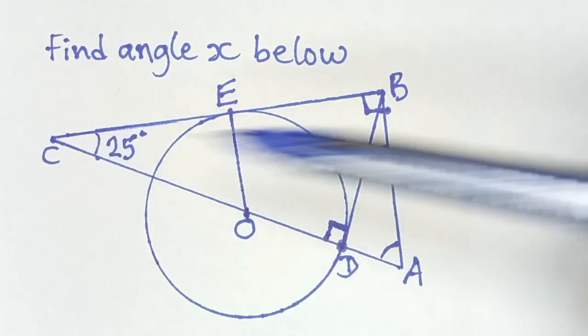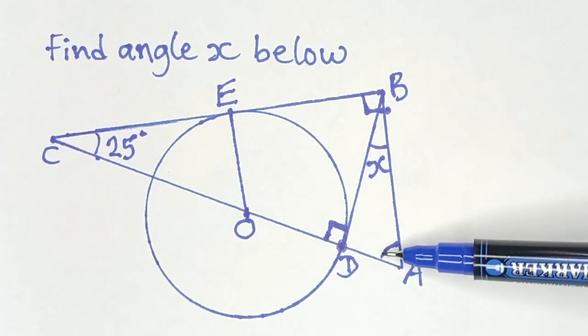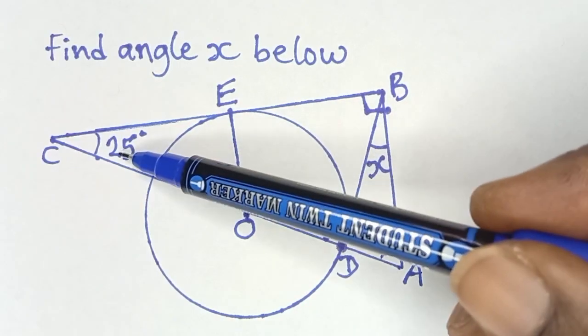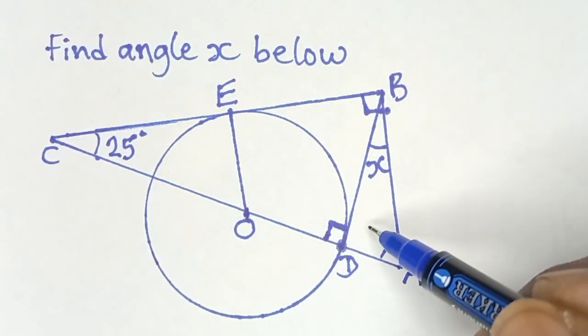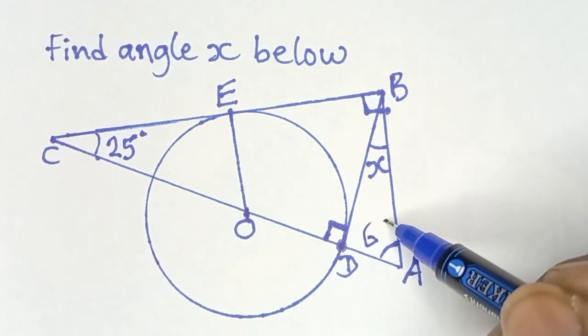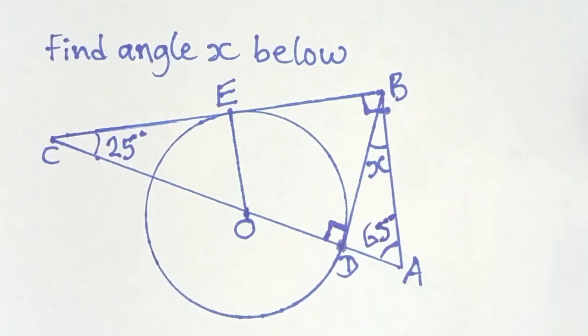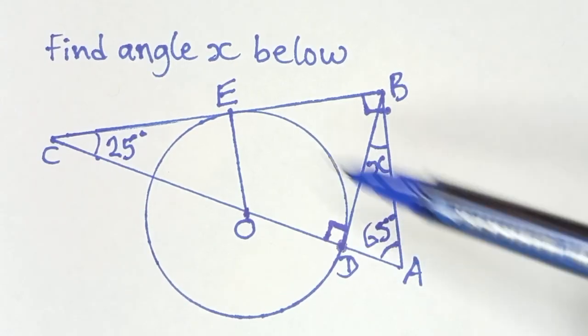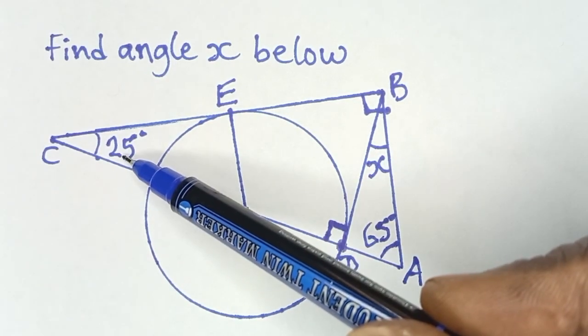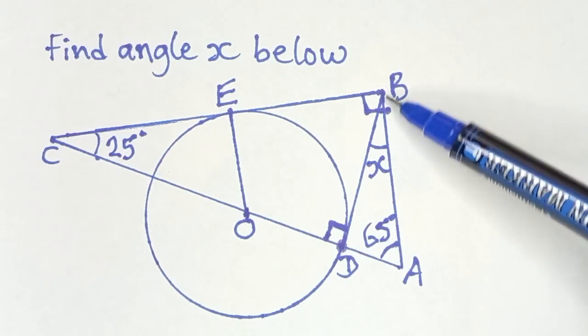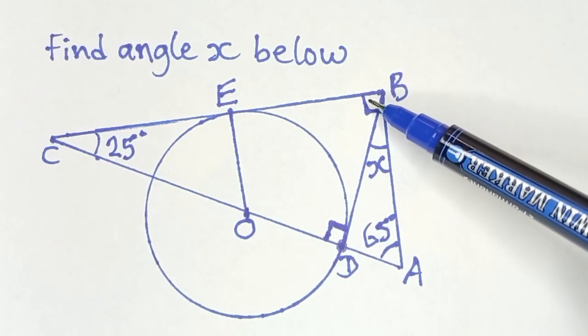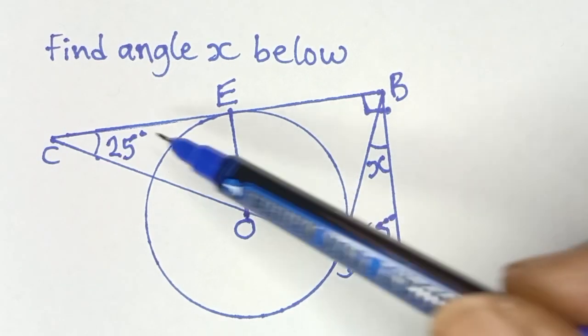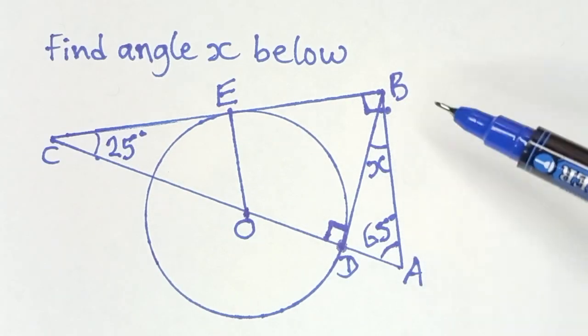So if this is 25, to get this third one, we have to say 90 minus 25. 90 minus 25 will give us 65 degrees. So if you look at it, 65 plus 25 is 90, and then plus 90. This box means 90, to give us 180. So the sum of angles in a triangle adds up to 180.